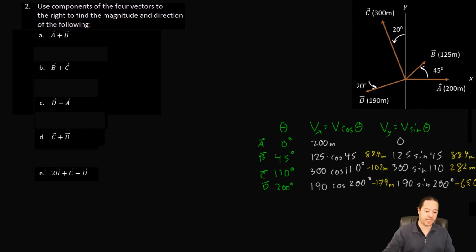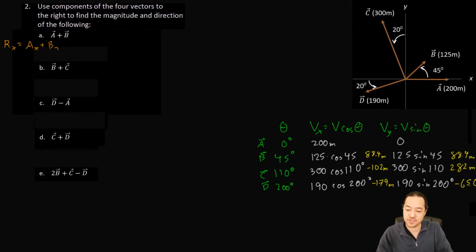Okay, so we have the magnitudes for all of our components now. We should be able to go in and add these different vectors together. Let's do that. Okay, so for part A, we're looking for A plus vector B. So we're going to say that the resultant component in the x direction is equal to A sub x plus B sub x, right? And this is equal to, well, A sub x is 200 meters.